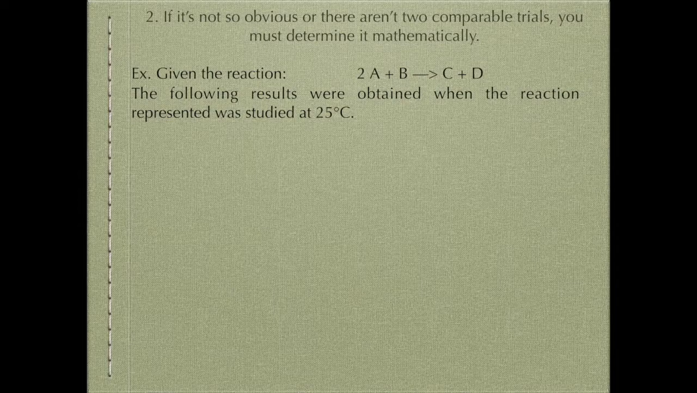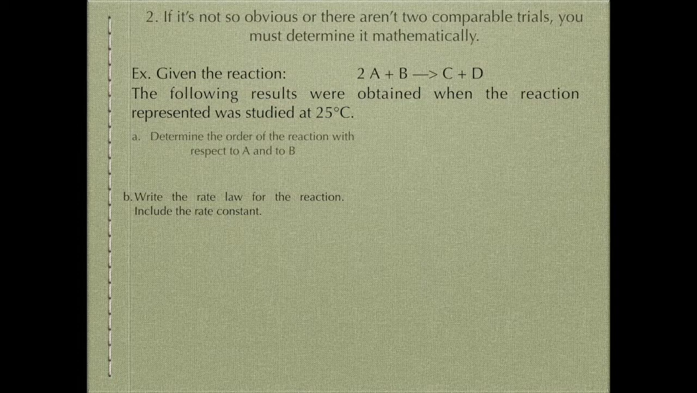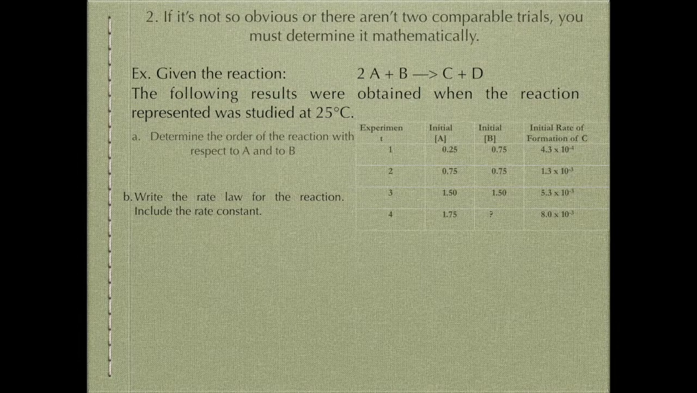The second way of determining your rate law is if it's not so obvious or they're not two comparable trials, you're going to have to do this mathematically. So let's look at this. In this example, I see 2 experiments in which the initial concentration of B stays the same. Awesome. I can determine the order of A. So from experiment 1 to experiment 2, the concentration of A triples. From experiment 1 to experiment 2, the rate of the formation of C triples as well. So I know that A is first order.